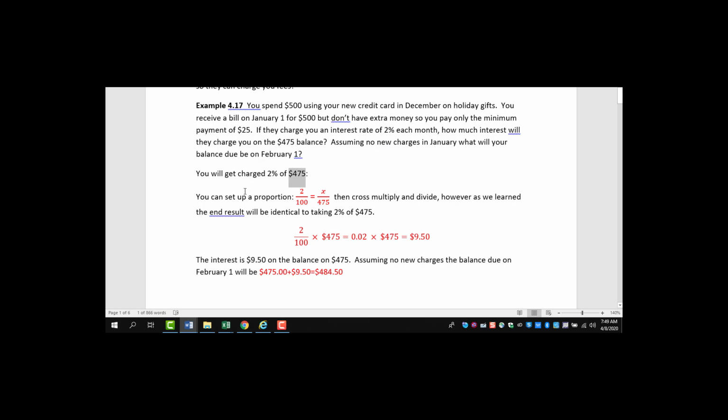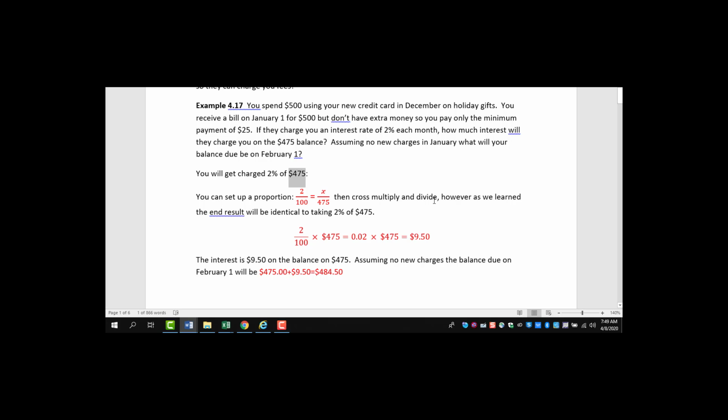So you can do this two ways. You can set up a proportion, right? 2% means 2 out of 100. And that's really $2 in interest for every $100 borrowed. And that's going to equal some amount of interest over the $475 that you owe.